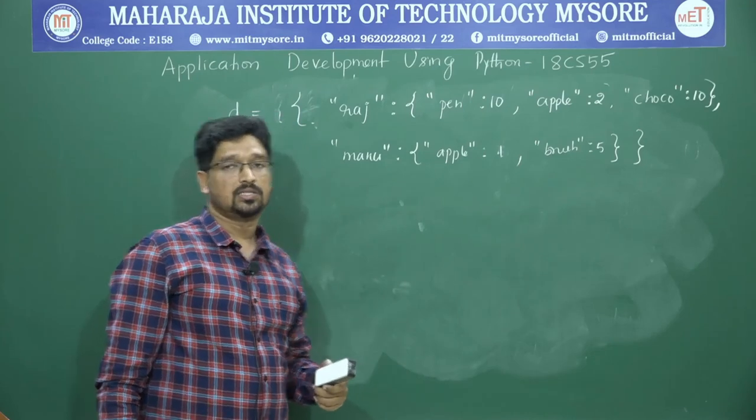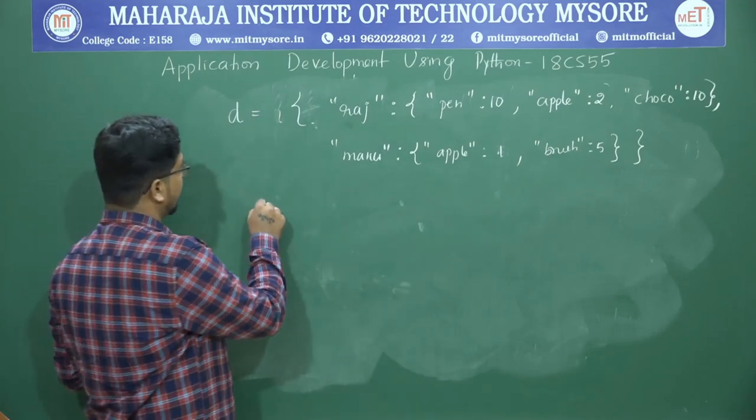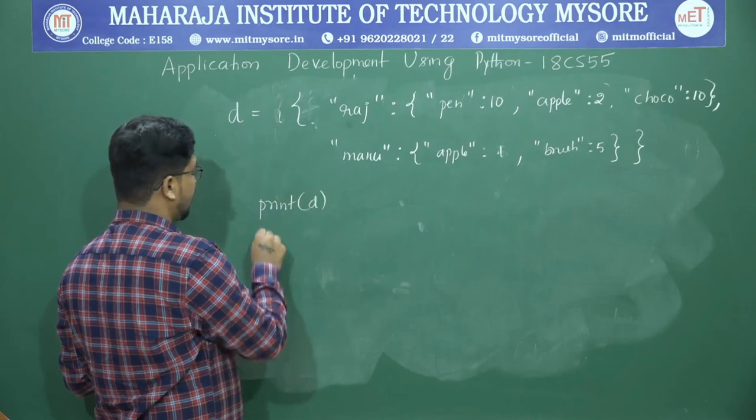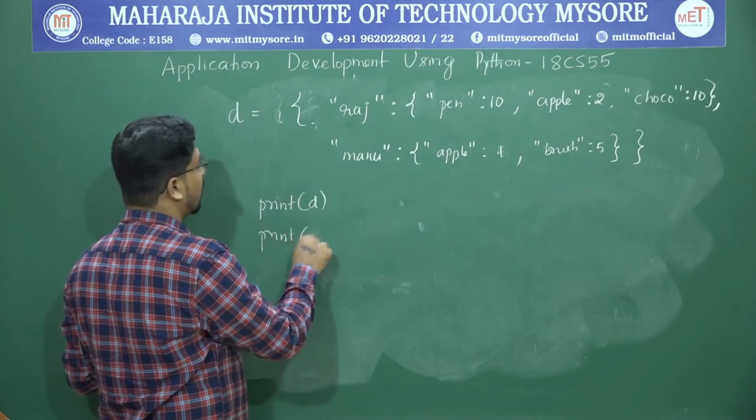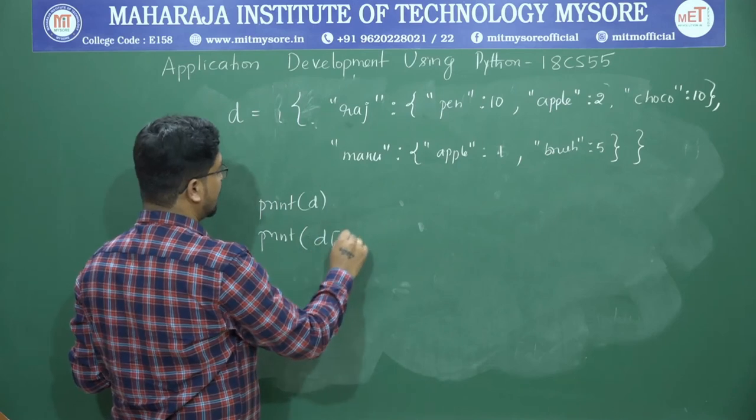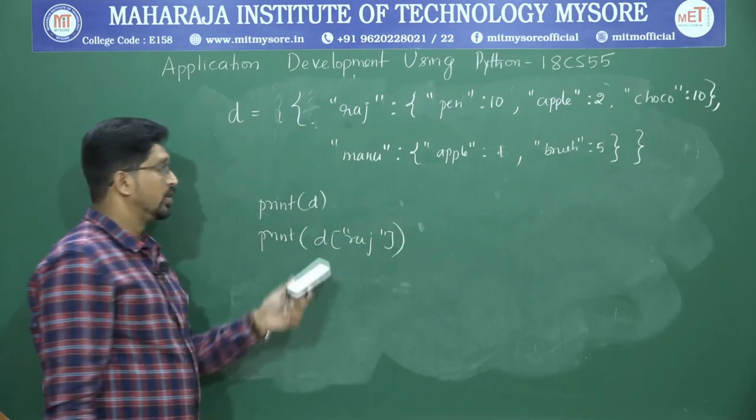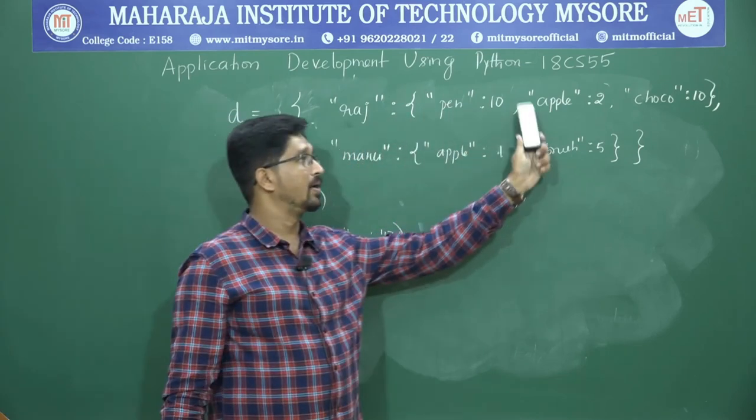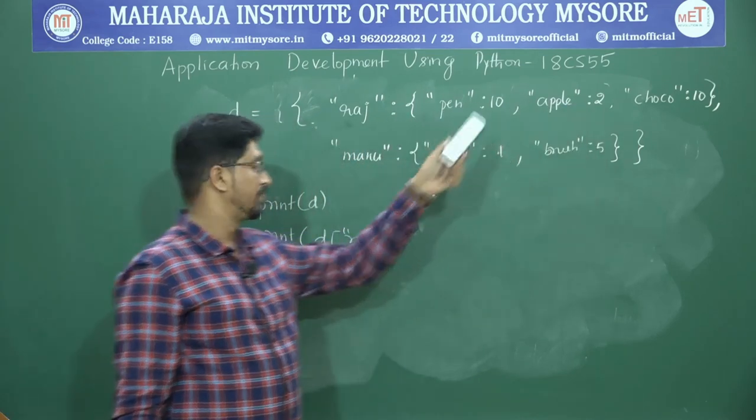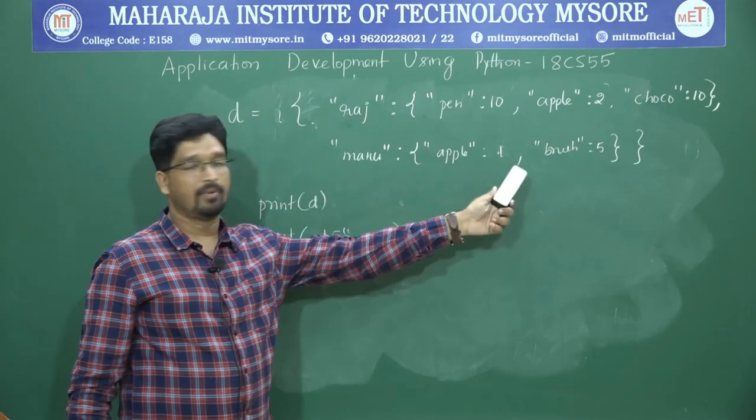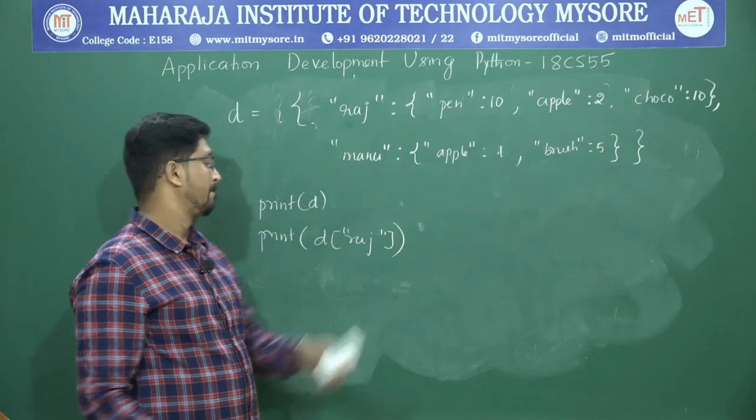Okay, how do you access? If you want to access, let us say, if you say print of D, you will get the whole dictionary. If you want to check only what Raj has got, D of Raj, you will get only pen 10, apple 2, choco 10. You will get that particular result. If you say D of Manu, you will get apple and brush, right? Okay.